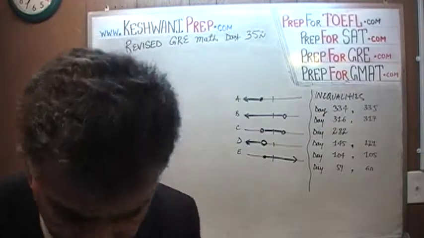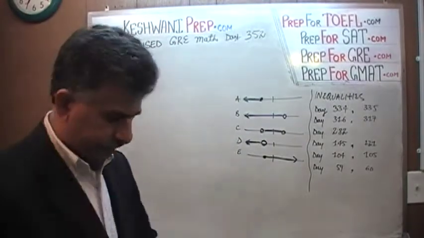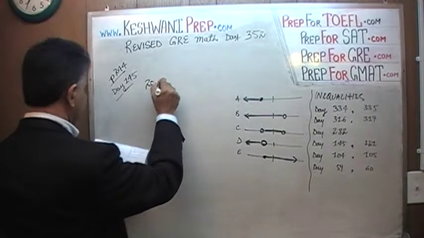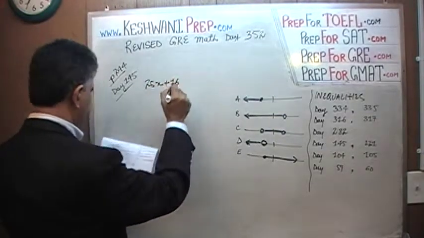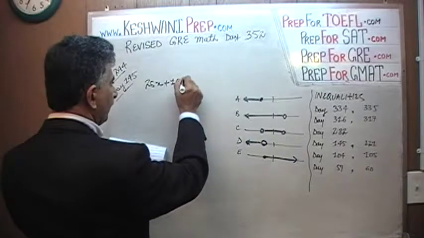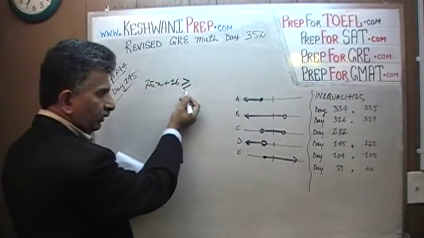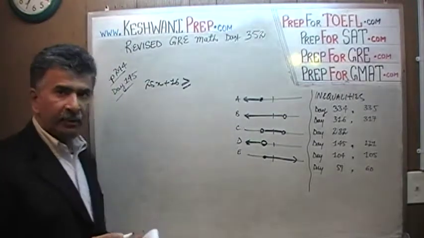In the next problem it says 25x plus 16 is greater than or equal to. See, greater than or equal to. That tells us the correct answer, whatever it is, has to have a closed circle. Well, that makes our life easy.